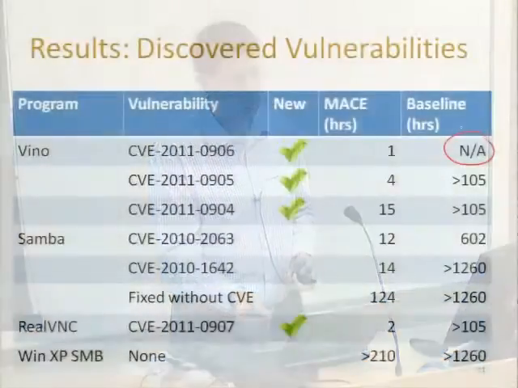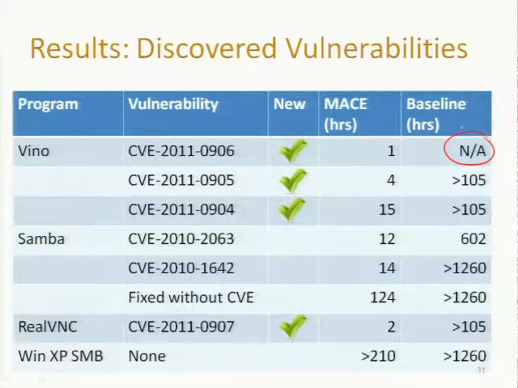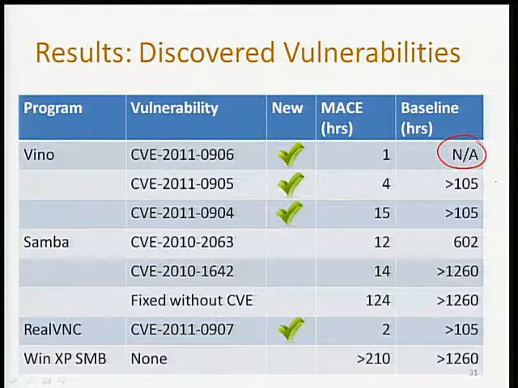For instance, for Vino, the first one was found after about 1 hour of exploration in total, the second one after 4 hours, the third one after 15 hours. The baseline, unfortunately, didn't have the capability to detect the very first vulnerability because it was an infinite loop, so it's kind of a denial of service attack. Our baseline Dart implementation didn't have a detector for infinite loops, so it wasn't able to discover this one in particular. But it had the capability to discover the remaining 2, which were wild out-of-bound reads. Even so, it failed to discover them even after 105 hours of exploration.